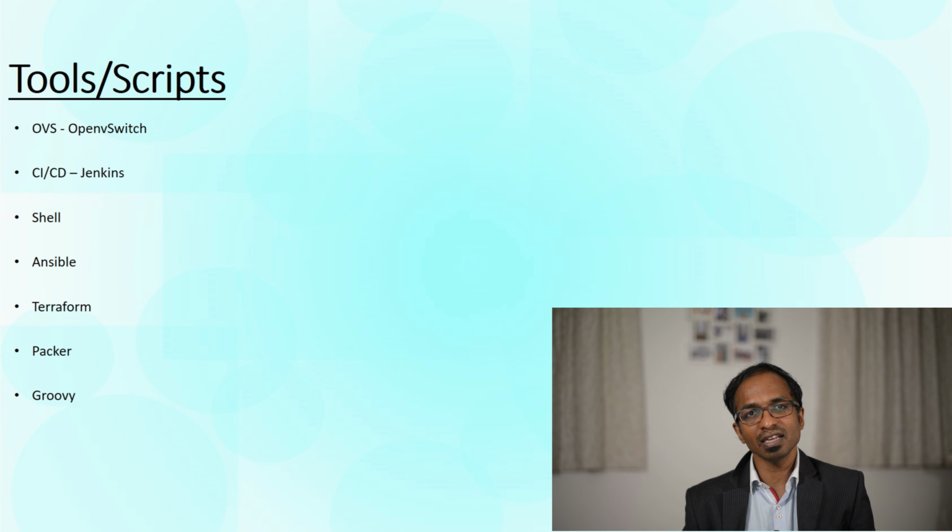I prefer to bring up the environment dynamically and tear down the environment when they are not required. To do this dynamically, I picked up OVS, an open source implementation of virtual switch, CI/CD tool Jenkins, shell scripts, Ansible, Terraform, Packer, and Groovy that comes with Jenkins.